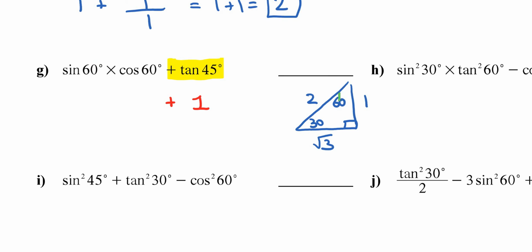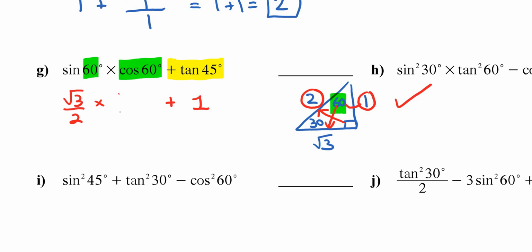Okay, so what's sine 60, right? So here's 60 degrees. Sine is your opposite over your hypotenuse, right? So this will be root 3 divided by 2 times, now what's cos of 60? Well, cos of 60 is, going back to the same triangle over here, your adjacent over the hypotenuse. So your adjacent here is 1 and your hypotenuse is 2, so this is 1 over 2. So root 3 over 2 times 1/2 plus 1.